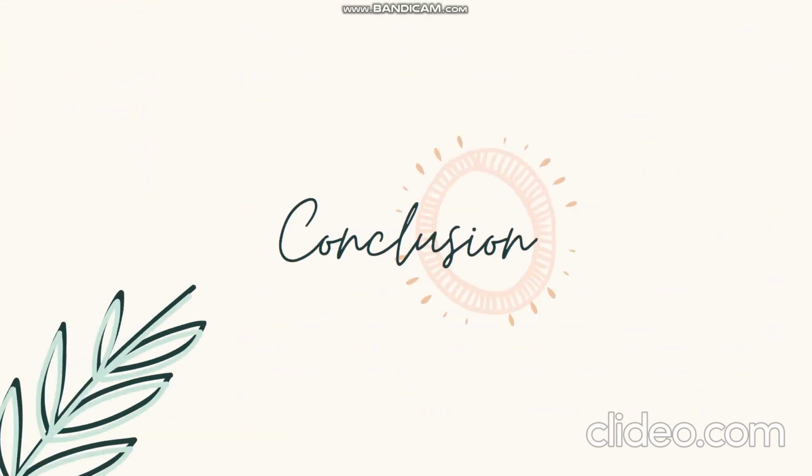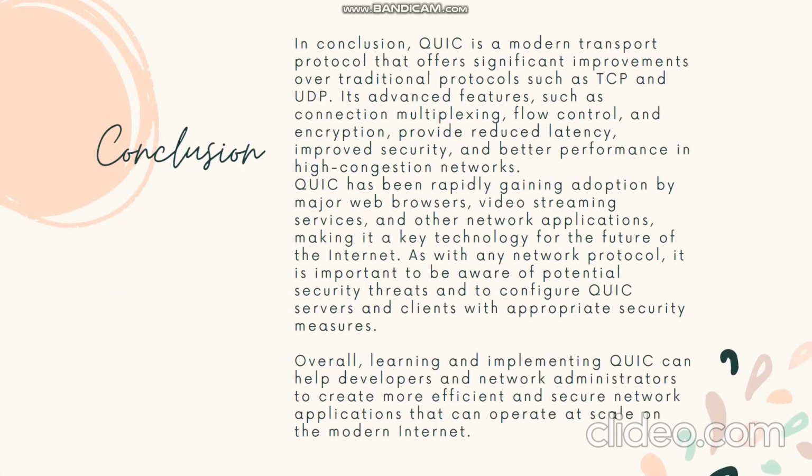To conclude the QUIC tutorial, we can say that QUIC is a modern transport protocol that offers significant improvements over traditional protocols such as TCP and UDP. We have discussed some of its advanced features like connection multiplexing, flow control, and encryption. It also provides reduced latency, improved security, and better performance in high congestion networks. And we can see that QUIC has been rapidly gaining adoption by major web browsers, video streaming services, and other network applications, making it a key technology for the future of the internet.